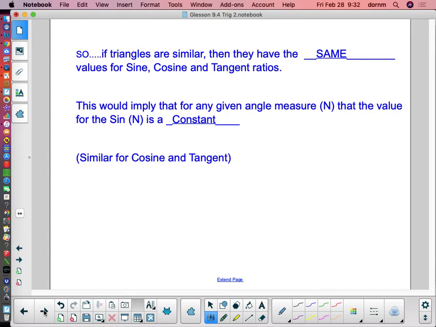This means, third sentence, that the value of sine and cosine or tangent, the value of any of those functions, could be expressed as either a ratio or a decimal.